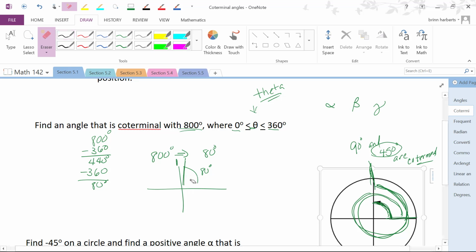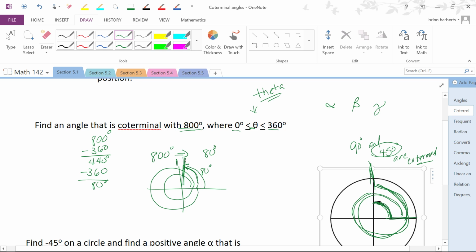I can get to that same side, that same coterminal side, by going around one whole circle, another whole circle, plus 80 more. Okay. That spiral loop is the 800 degrees. Just from here to here is 80 degrees. Okay. So something's spinning around like a record or a CD or a tire.